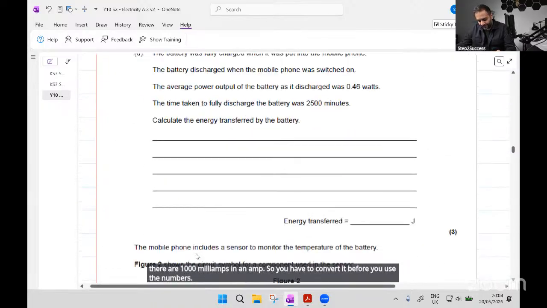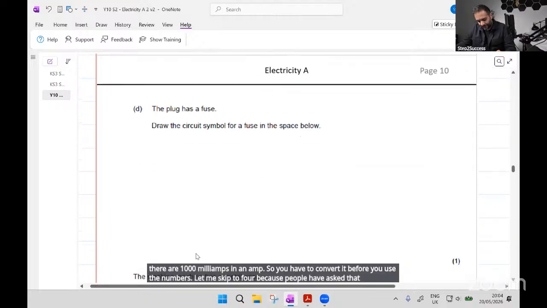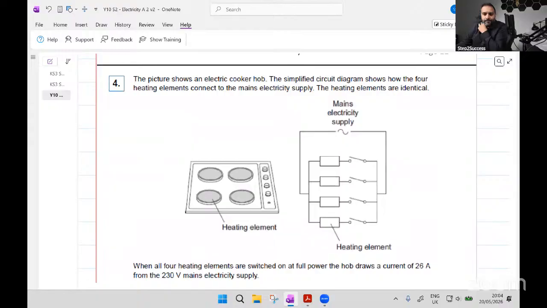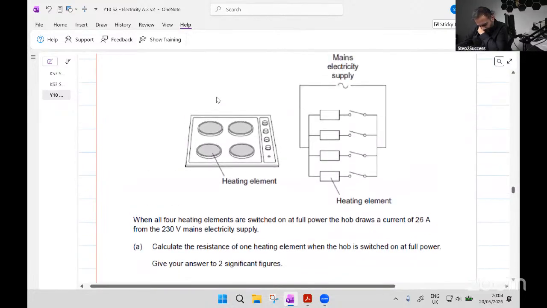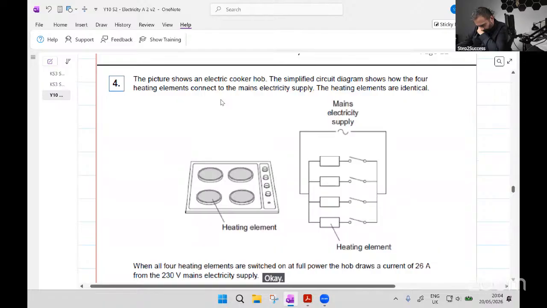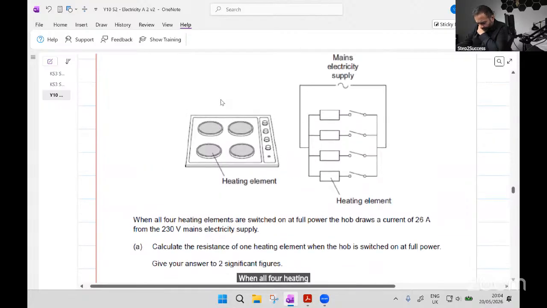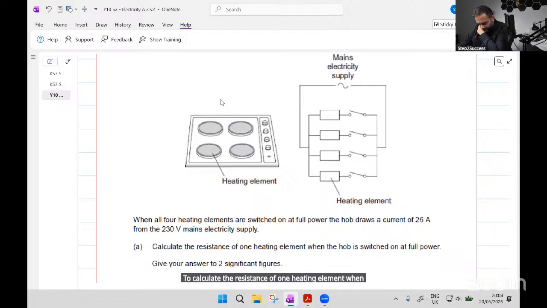Let me skip to 4 because people have asked that, and then I'll see what else is going on in 4. 4 heating elements have the main electricity supply. When all 4 heating elements are on, the hob draws a current of 26 amps. Calculate the resistance of one heating element when it is switched on at full power.